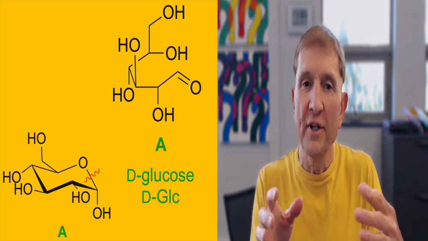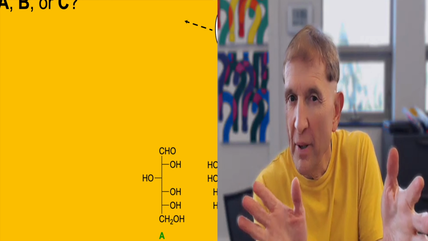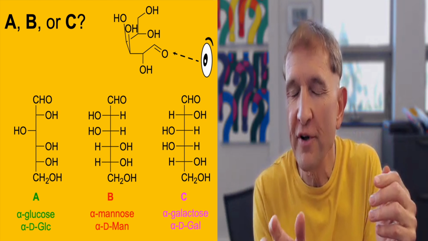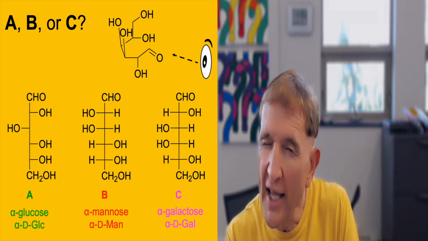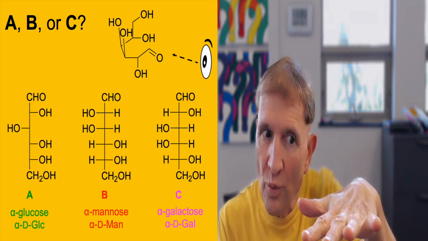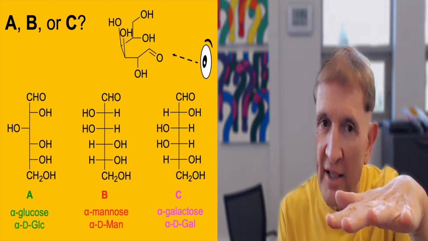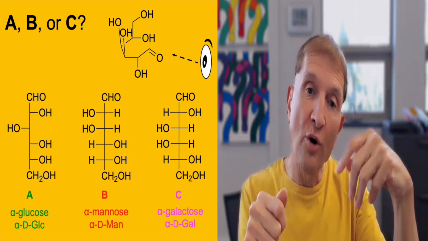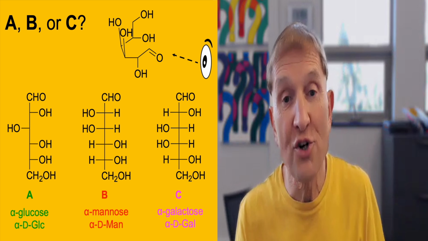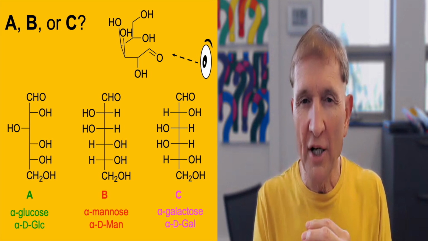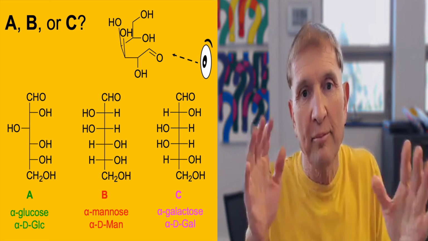Once we've opened a Haworth projection, it's not a ring anymore, but draw it in exactly the same way. To convert to Fischer, you need to put your eye in the plane of the ring and work around from the aldehyde and ask yourself, well, is the OH on the right or on the left for each chiral center? Do that here. For that particular carbohydrate, what do you see? A, B, or C?